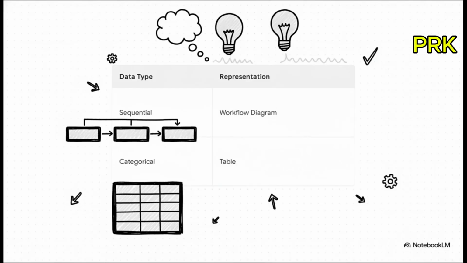Furthermore, anytime you're dealing with categorical data or comparing things, you need to lock that data cleanly into a grid. As a rule of thumb, sequential data gets a workflow diagram, but categorical data gets a table. It makes it instantly digestible. Tables are amazing because they force you to be concise. They let the learner's brain rapidly scan for relationships and differences without getting totally bogged down in heavy, dense syntax.